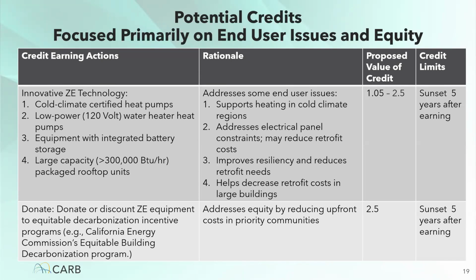Another key issue has been reducing upfront costs in priority communities. Incentive programs do a great job filling that gap, so we propose to offer credits to manufacturers who donate or discount zero-emission equipment to qualifying incentive programs. To maintain program integrity and a healthy credit market, we're considering credit caps and sunset dates for certain actions. And we gladly welcome your feedback on how best to design and manage these credits.